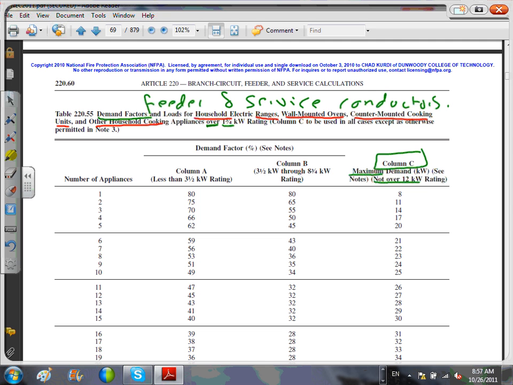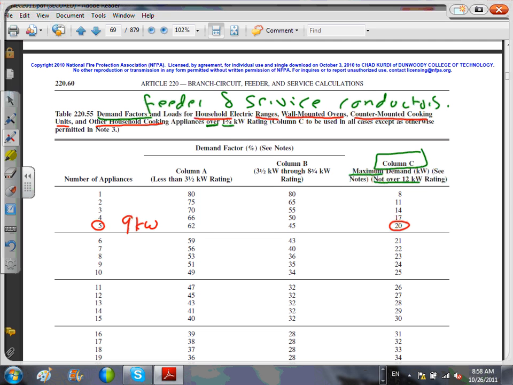So for example, let's take just a quick example. I have 5 ranges, and each one of these ranges is 9 kW. 5 of them, 9 kW each. I have to default to where? I have to default to C. So my default is what? 20 kW.